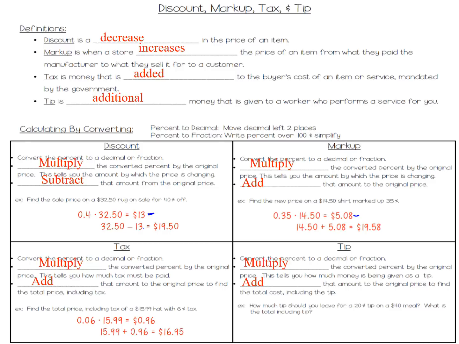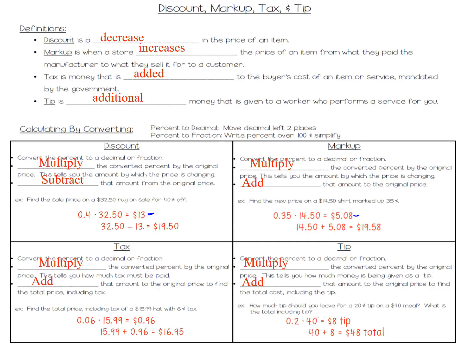So let's look at the example. How much tip should you leave for a 20% tip on a $40 meal? Got to change the percent to a decimal. 20% to a decimal is 0.20 or 0.2 times 40. That is an $8 tip. So now we need to add 40 plus 8. Your total is 48. So out of these 4 examples, you should know how to do all 4.